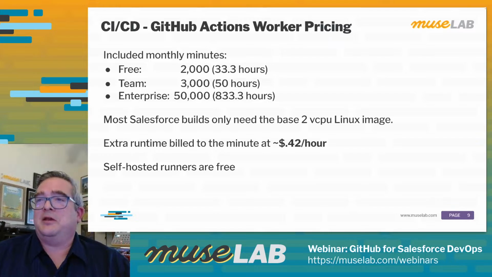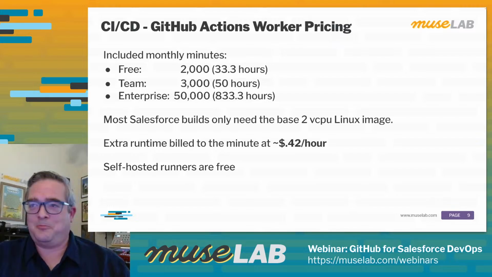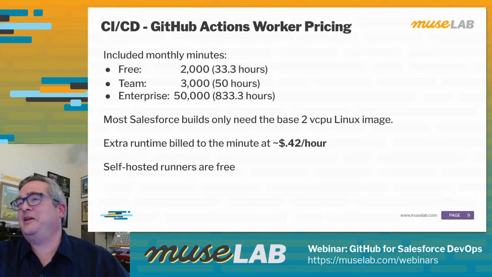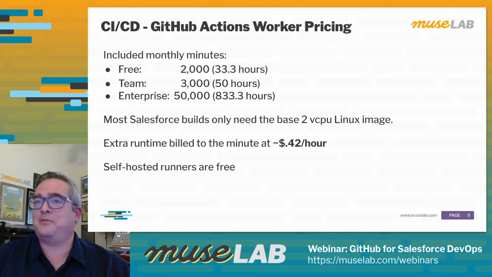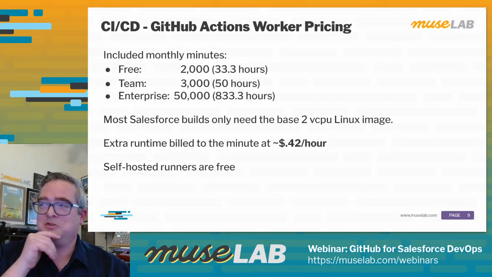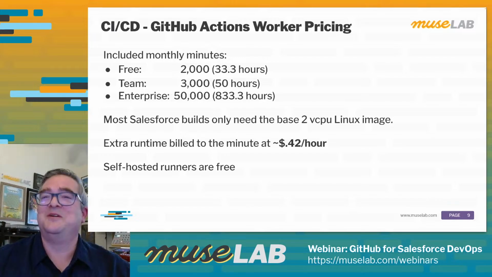But in the free plan, you get 2,000 minutes. Team plans, you get 3,000 minutes, and enterprise plans, you get 5,000 minutes of actions runtime per month. That equates to roughly 33 hours, 50 hours, and 83 hours of automation runtime that you get included in your license. Even with GitHub Enterprise, if you have 10 users in GitHub, you still get those 50,000, which is pretty interesting. I'm using that myself.